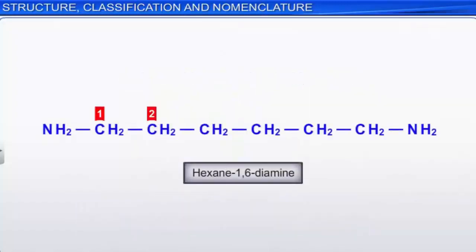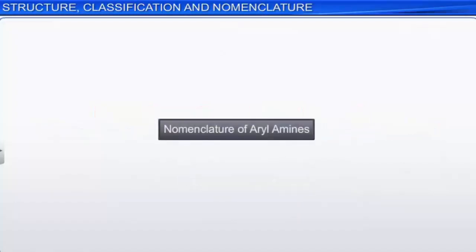pentane-2,3-diamine. Similarly, the given compound with two amine groups at 1 and 6 positions is named hexane-1,6-diamine. Now let us see the nomenclature of aryl amines.